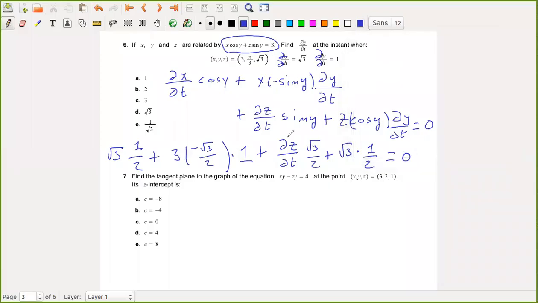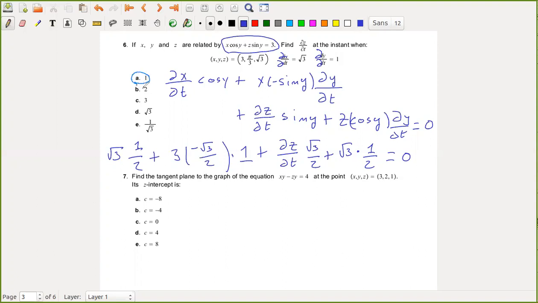Now we need to solve for the partial derivative of z with respect to t. But notice if we multiply both sides by 2 over the square root of 3, this becomes 1, this becomes minus 3, that goes away and that goes away. So what you end up with is 1 minus 3, which is minus 2. Minus 2 plus 1 is minus 1. So this becomes minus 1 plus the partial derivative of z with respect to t is equal to 0. In other words, the partial derivative of z with respect to t is equal to 1.